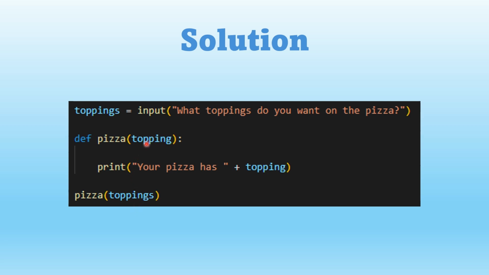So this will be linked to this. So if in this input I say I want olives on my pizza, then "your pizza has olives". I hope you get it. If you don't, you can always send in the comments what you don't understand.